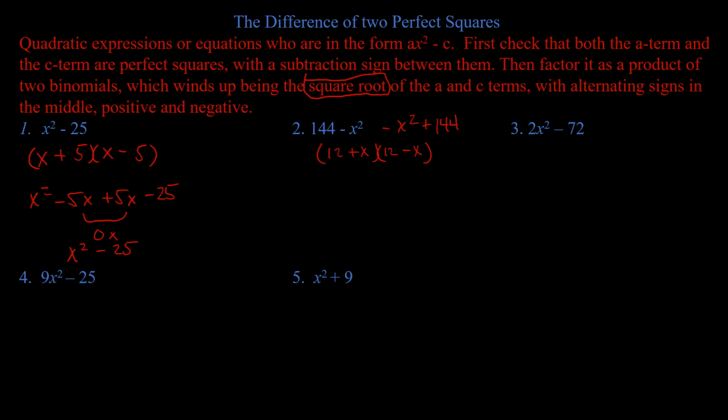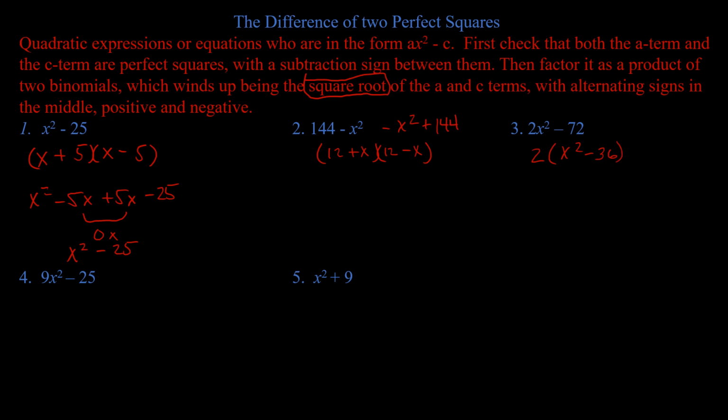Now you've got ones where that x squared term does not have a coefficient of 1. In this case, you want to check, oh wait, our c value isn't a perfect square, and the a value isn't 1, so I'm going to need to look for a greatest common factor. And in this case, my greatest common factor is 2. So I take out the 2 first, and then I'm left with x squared minus 36.